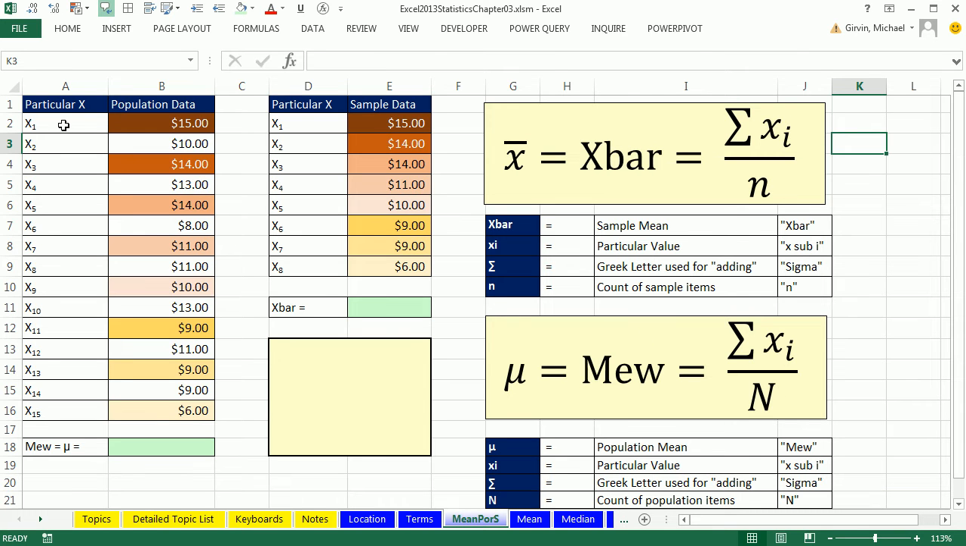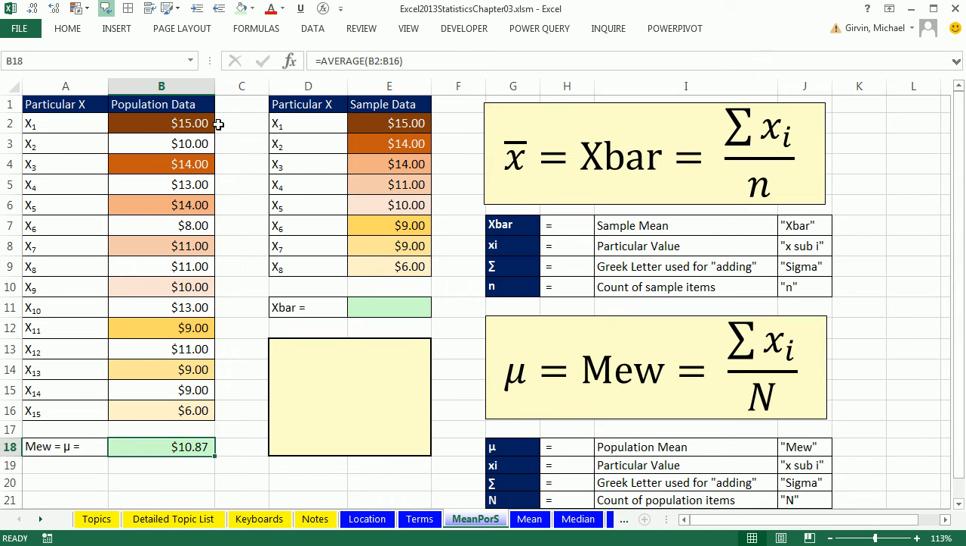Hey, let's just check this out. We have X sub 1, X sub 2, X sub 3. So we have 15 from the population. This is going to be mu, and we can use our average. It'll do the heavy lifting. It'll add them all up and divide by the count. Control Enter. So the population mu is 1087.